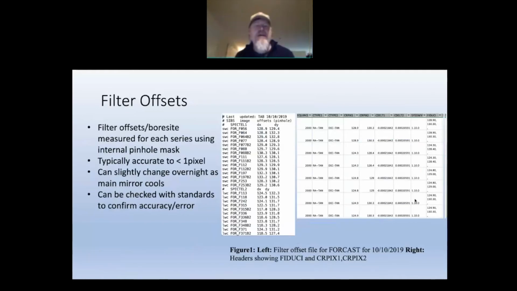Another issue is how we calculate filter offsets. Now this is the offsets between the filters. Here you'll see it in the FORCAST file that we use it for, and we calculate this every cycle by using a pinhole mask, because essentially the image on the array shifts by different filters. It can be largest at say 19 versus 31. So at 19 microns, if you're doing dichroic, right here, your star or object will be at pixel 133.2, 130.7. But then at 37 microns, it'll be 118.5, 127.4. So that's a large shift.